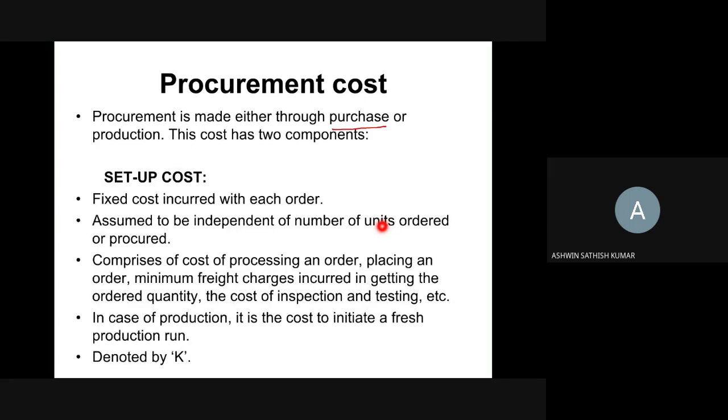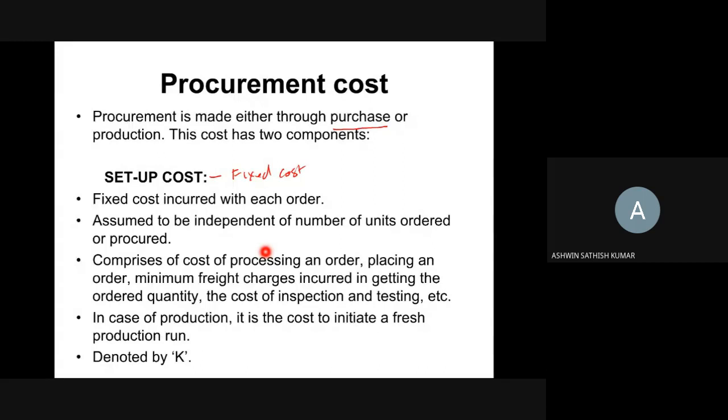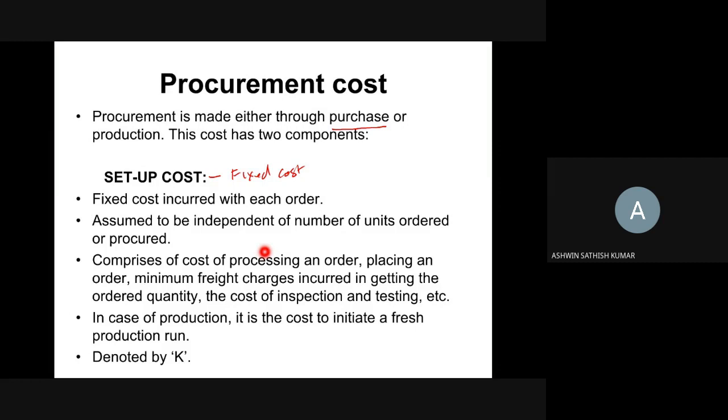First one is setup cost. The setup cost is a fixed cost, fixed cost associated with each procurement. It is the fixed cost incurred with each order, each procurement, assumed to be independent of the number of units ordered or procured. So this cost includes those costs which are independent of the number of items, independent from the quantity of the procurement.